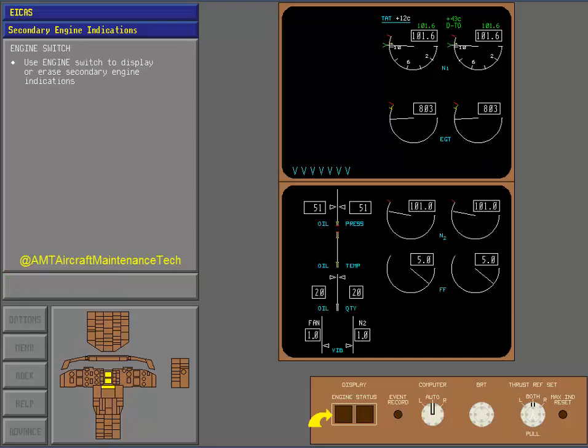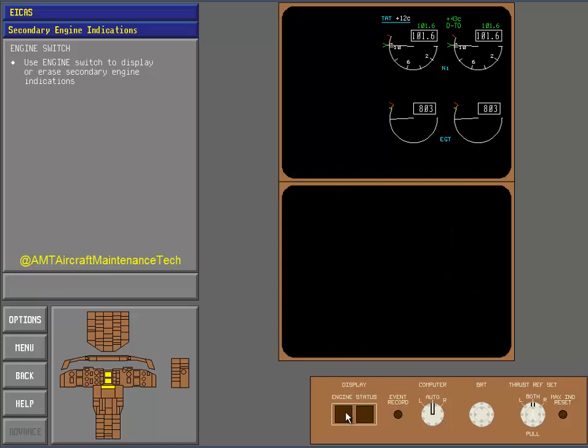Use the engine switch on the EICAS control panel to display or erase secondary engine indications. Touch the engine switch now. Correct. When the lower CRT shows the secondary engine indications, as it did a moment ago, pushing the engine switch causes the indications to erase from the screen. Now touch the engine switch again.